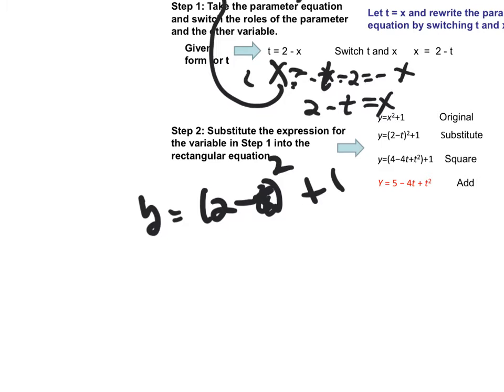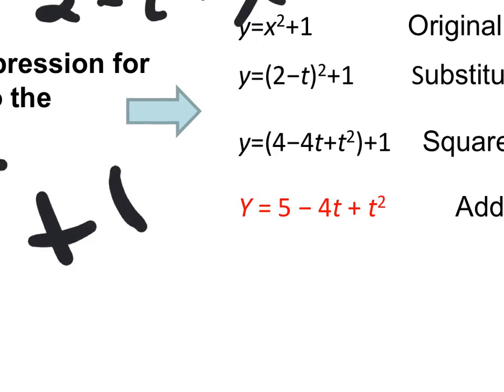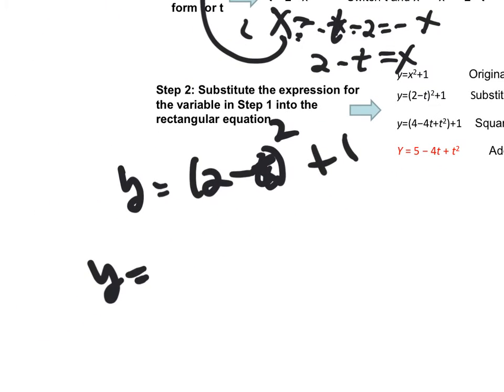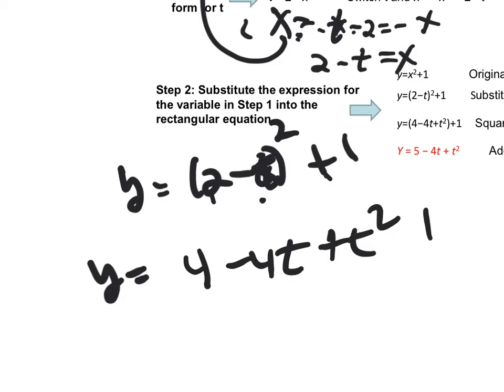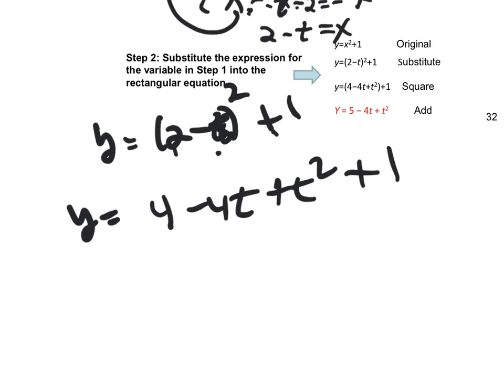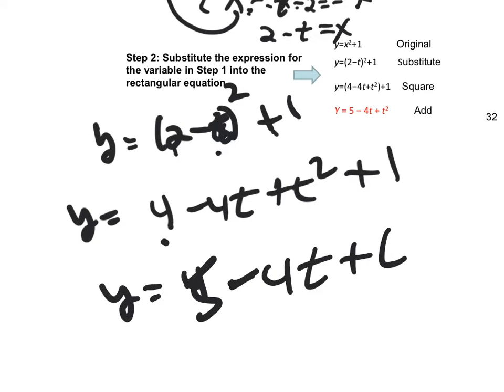So square that. Can you square it without looking at the answer? 2 minus t times 2 minus t? No, you can do it. I know I can, but 2 times 2 is 4. 2 times a negative t is a negative 2t. Double it, negative 4t. Negative t times negative t is positive t squared. And then I have a plus 1. What do you think I do with the plus 1? You just add it to the 4. So y equals 5 minus 4t plus t squared.